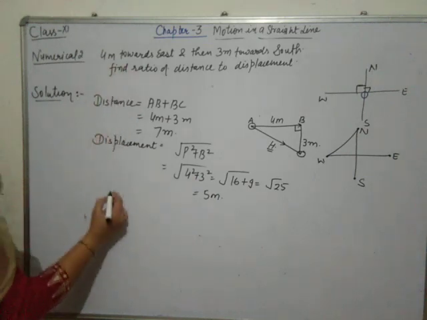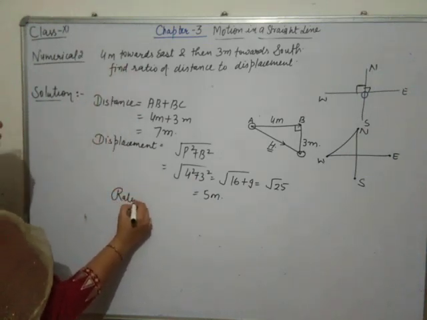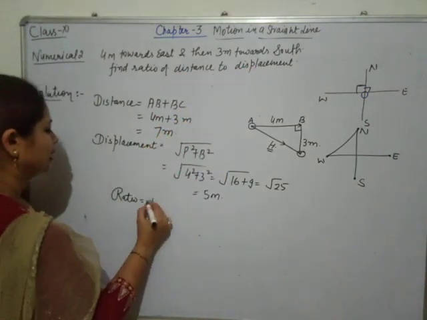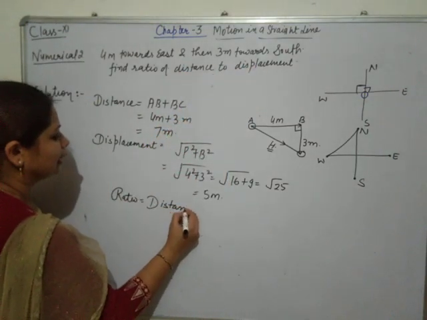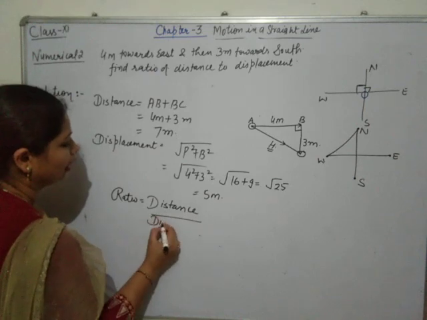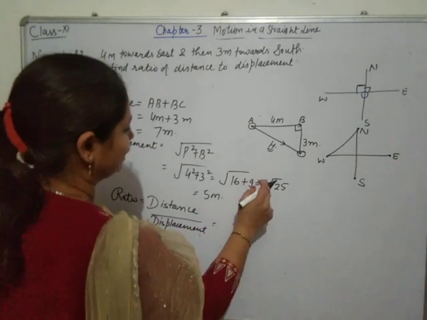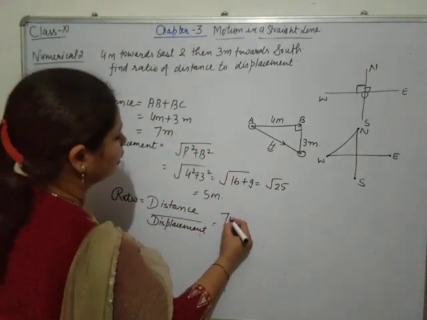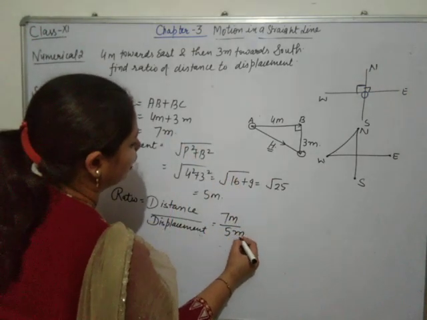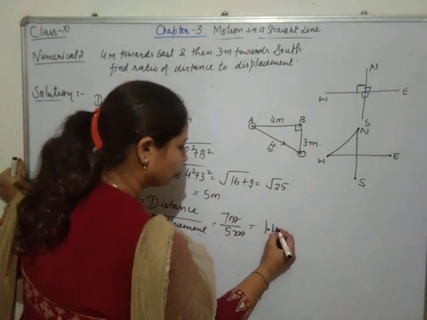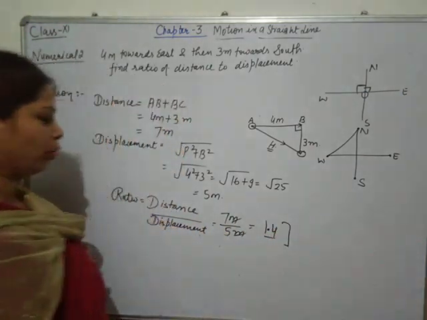Now what we have to find out? Ratio. Ratio of distance to displacement, it means in numerator distance and upon denominator that is displacement. What is distance? Distance is 7 meter upon 5 meter. Meter cancel with meter. 7 by 5 it will be 1.4. So the result is 1.4.